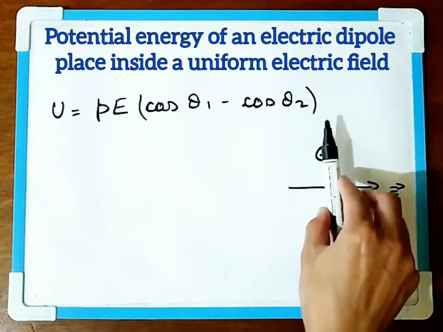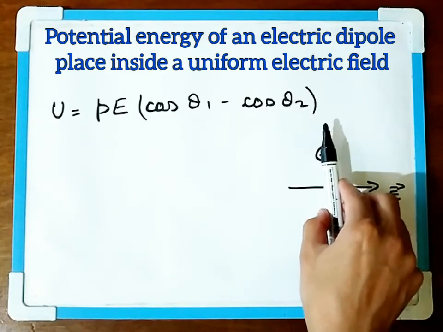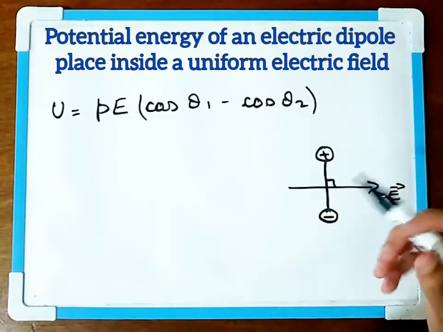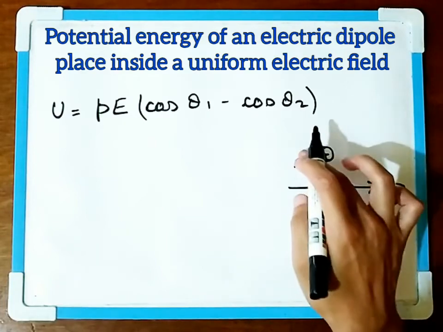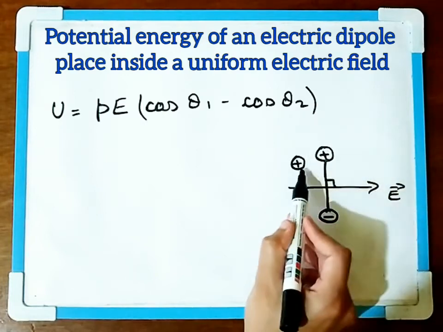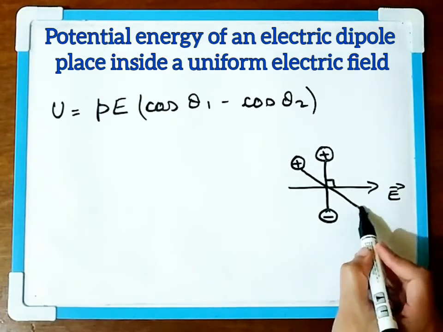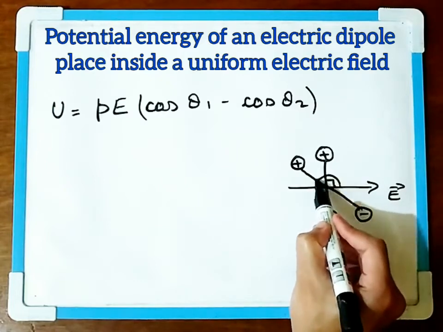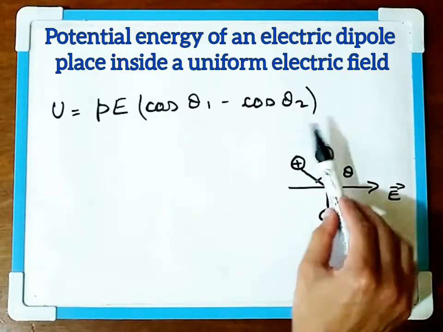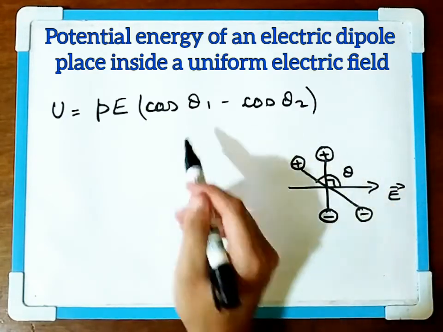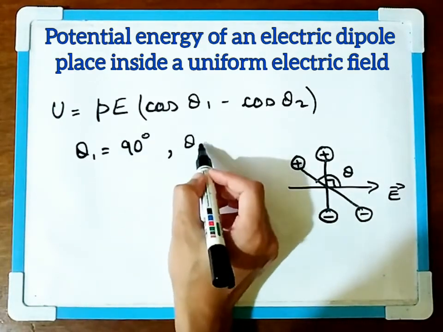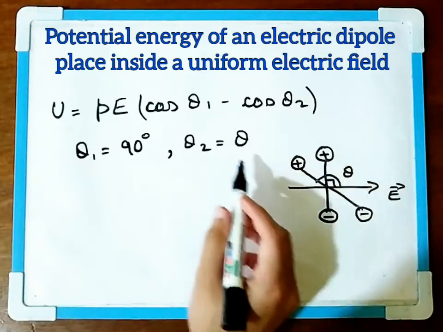And from this position, suppose we want to displace the dipole, say from this position to this position. So we're displacing this dipole to this position. And see, this angle here is theta. So the initial position, the angle is 90. The final position, the angle is theta. So here your theta 1 will be equal to 90 degree, which is the initial position, and theta 2 will be equal to theta. So put the value here.